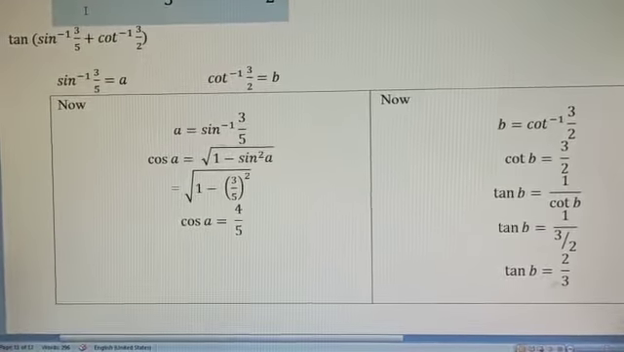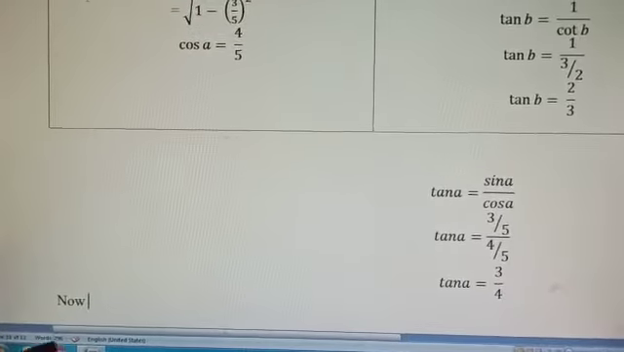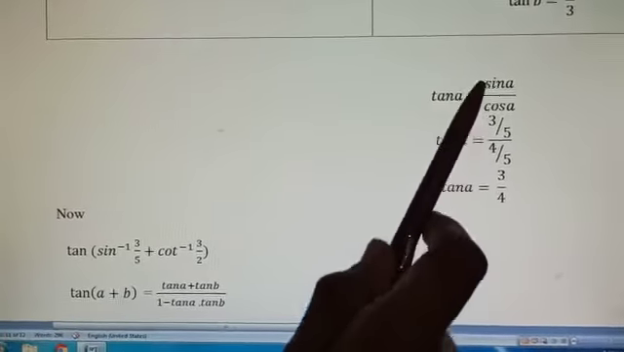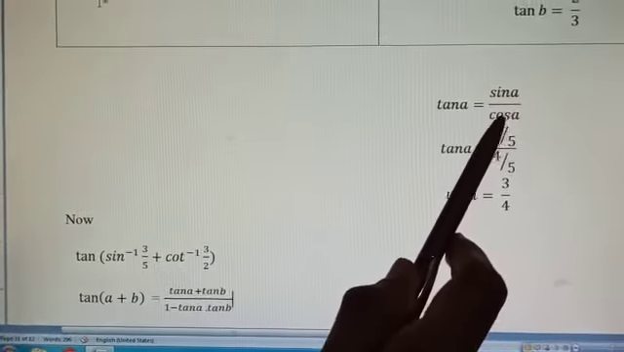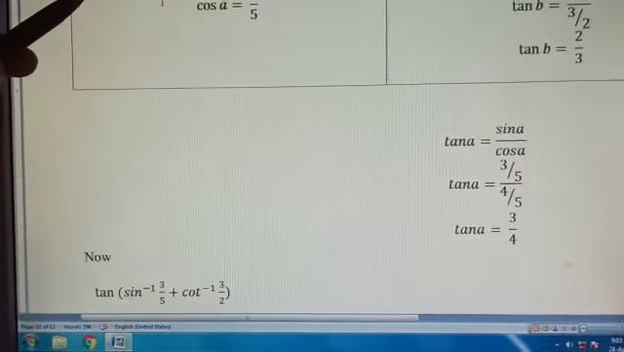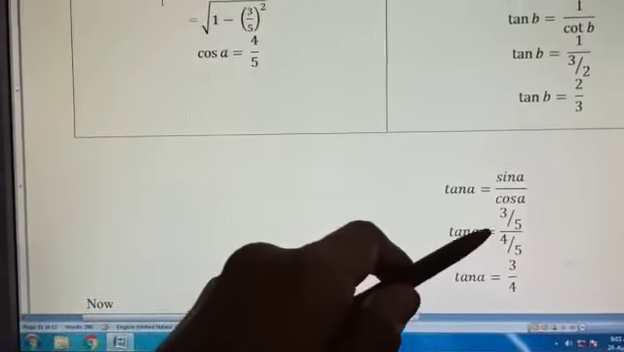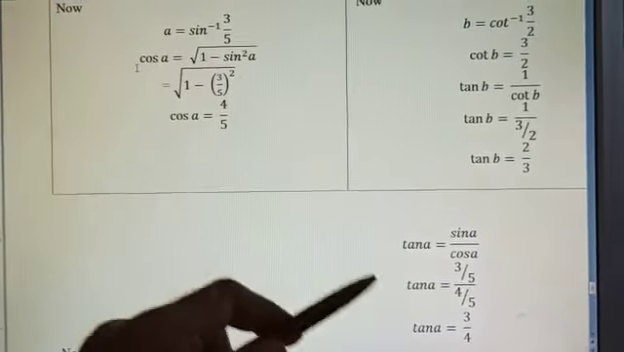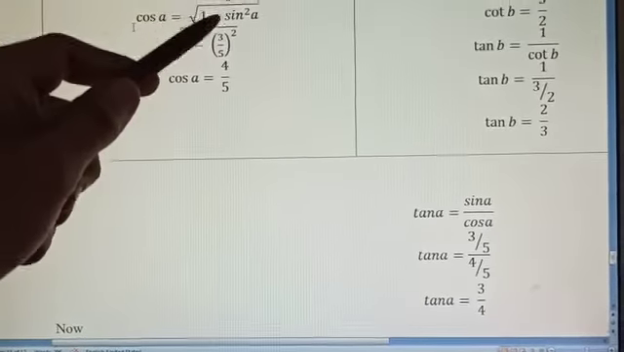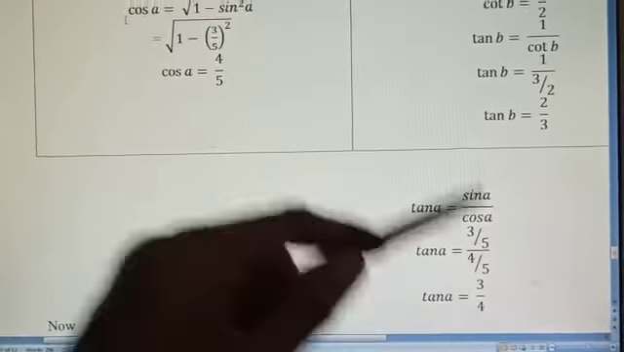Now let us pass on to the next part and substitute all these things here. Let us find what tan A is. Tan is sine theta divided by cos theta. Sine we already identified as 3 by 5, and cos A we identified as 4 by 5. On taking the reciprocal, tan A is equal to 3 by 4.